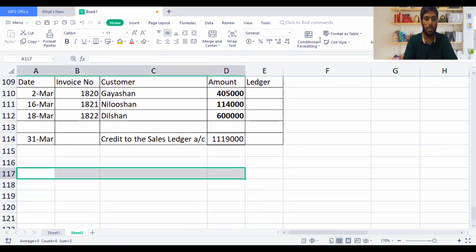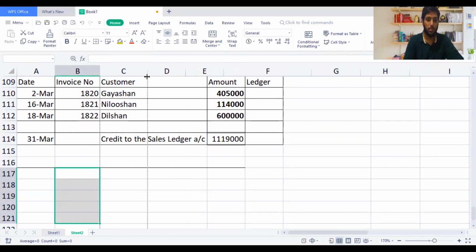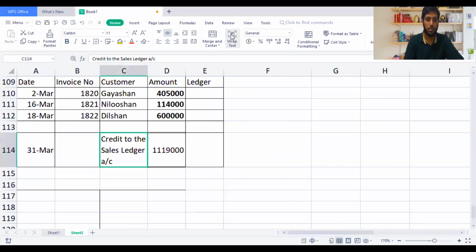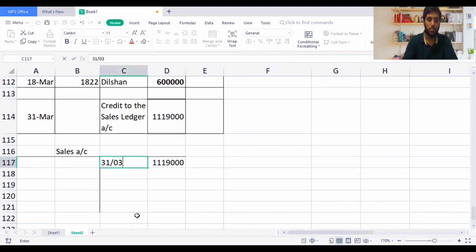Yeah, so I'm going to open up a sales ledger to record this particular transfer of ledger account. So I'm going to put a format, exactly this way. Make it small. So here I'm going to write sales account. What is the amount that transferred to the credit side? 1,119,000. And I'll write here 31st March, debtors.